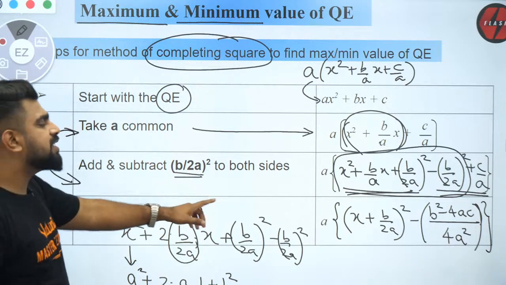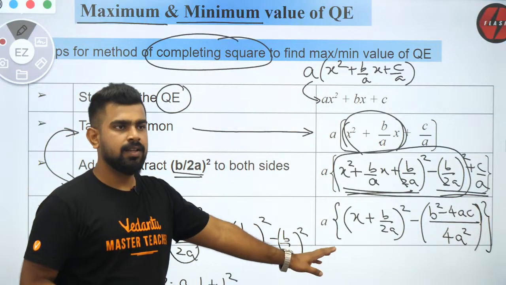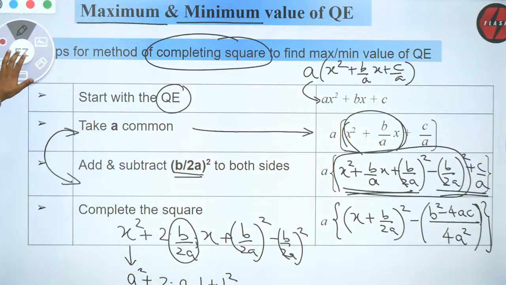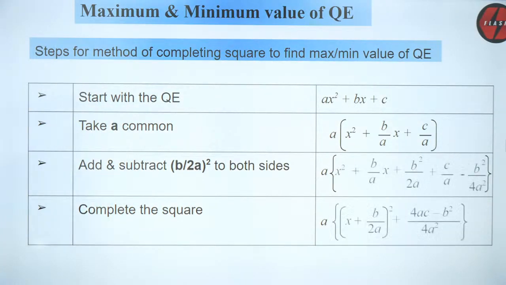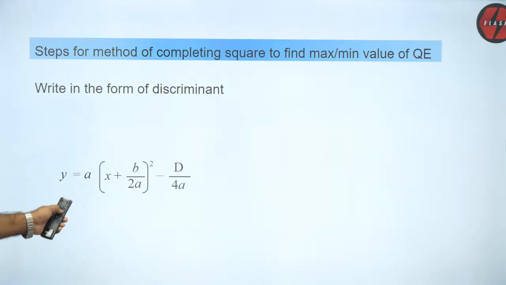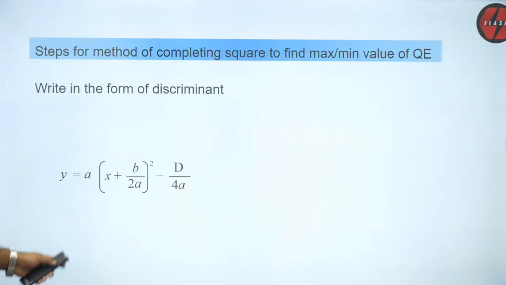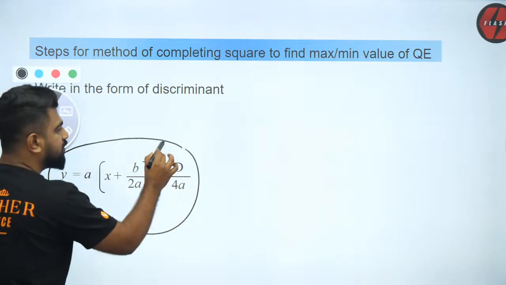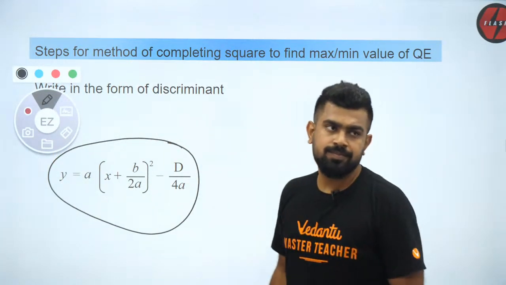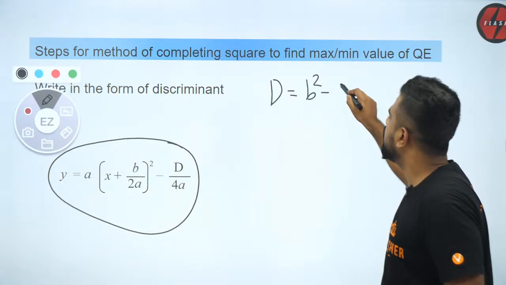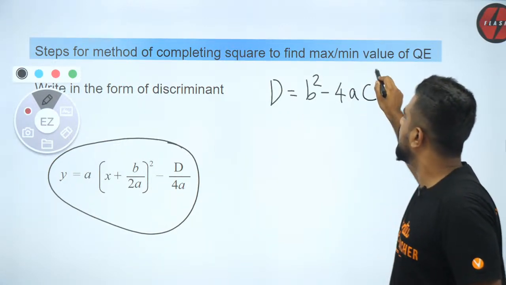So finally you get this expression. I'll tell you what it reduces to. It reduces to this expression over here. This is very important. Can you guys make a note of this? So your D is equal to b square minus 4ac. Are you all clear?